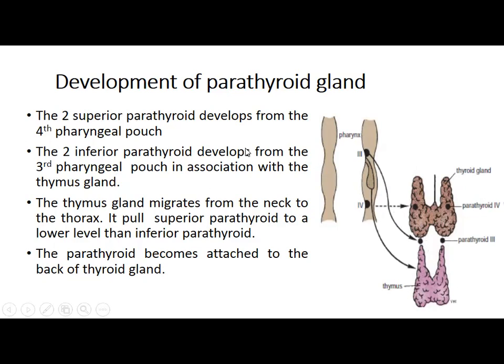The two inferior parathyroids develop from the third pharyngeal pouch in association with the thymus gland. The thymus also develops the same way, and it descends along with the parathyroid. The thymus gland migrates from the neck to the thorax. It pulls the inferior parathyroid to a lower level than the superior parathyroid. The parathyroid becomes attached to the back of the thyroid gland. As we can see here, they descend and get inserted at the posterior border, and that's why we usually see them on the posterior border of the thyroid gland.